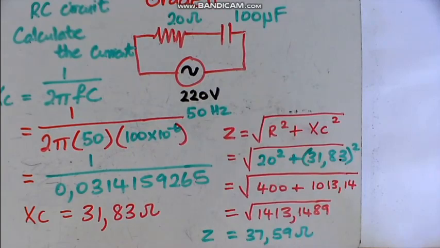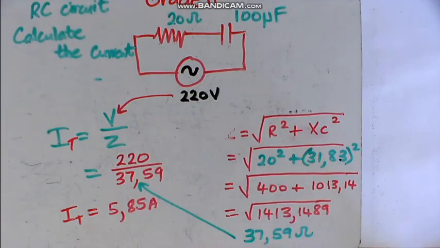And so now we can go and calculate I. I is equal to V over Z. And now by substituting our 220 and our impedance, we get the answer IT is equal to 5,85 amps. So now we did an RL circuit and an RC circuit.